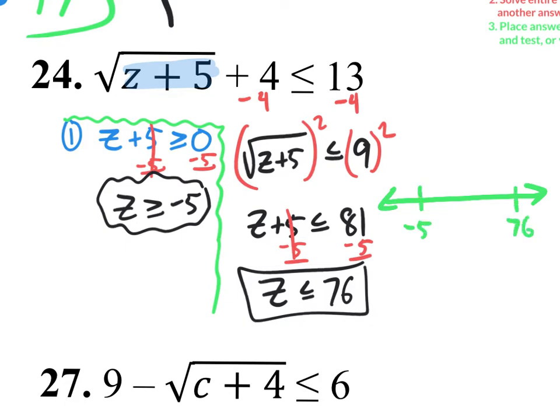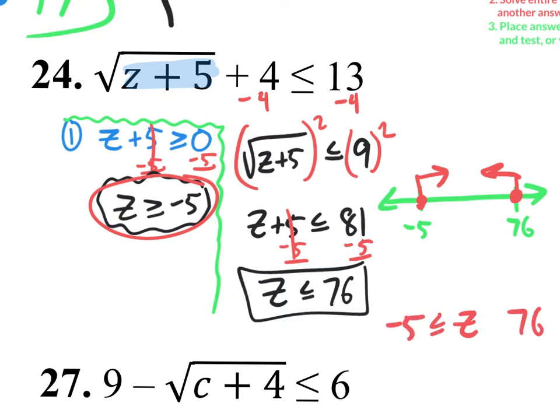And when we look at this first one, z is greater than or equal to -5, solid dot greater than, and then over here z is less than or equal to 76, solid dot to the left. This is a compound inequality written together. So visually, I already know that my answer will be this: z in the middle, -5 on this side, 76 on that side, with the less than or equal to symbols.